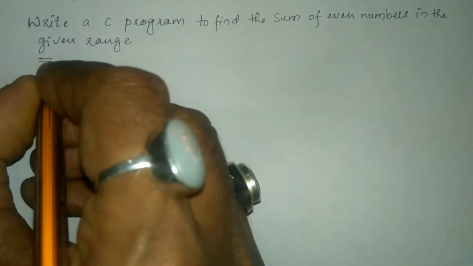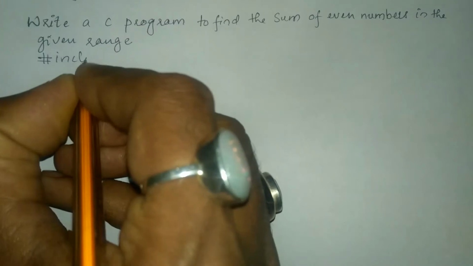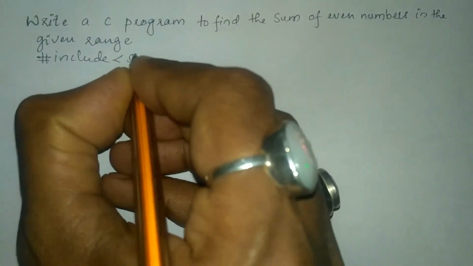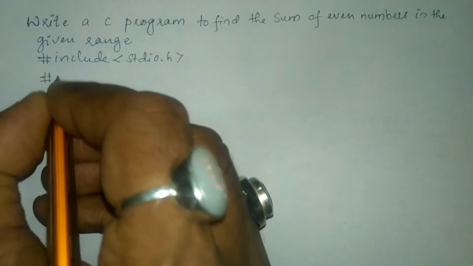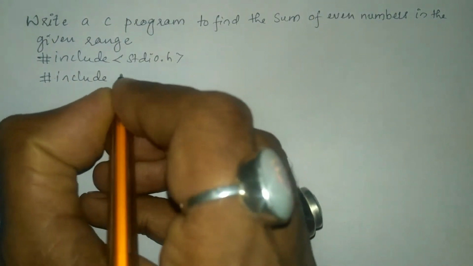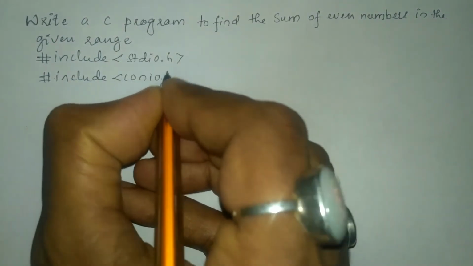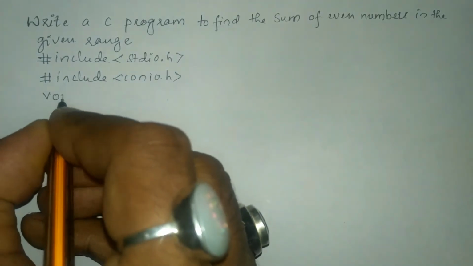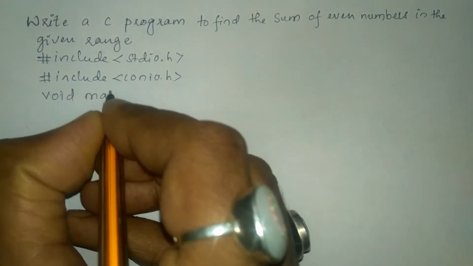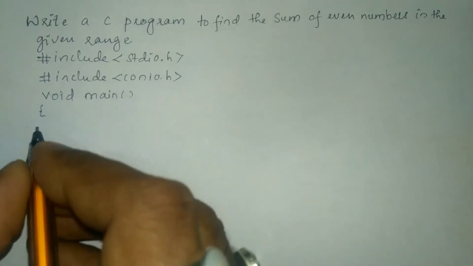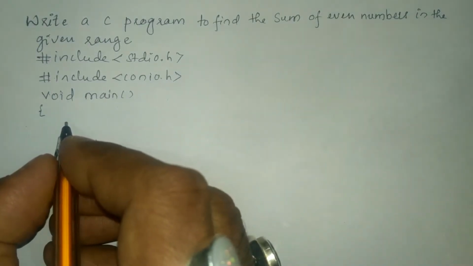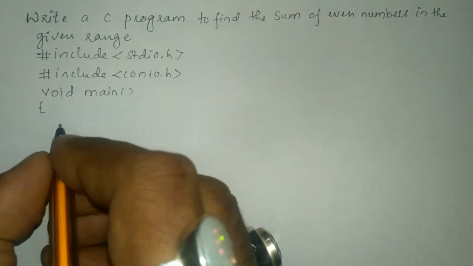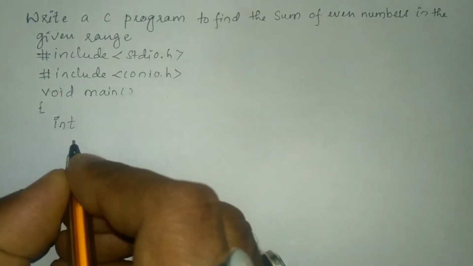So let us write the preprocessor directives: #include <stdio.h>, #include <conio.h>, void main function, curly open brace. Here we are going to declare all the variables that are to be used in our program with the data type int.